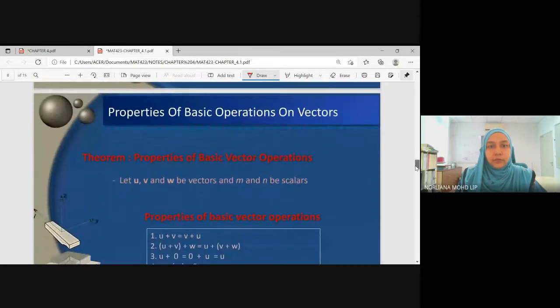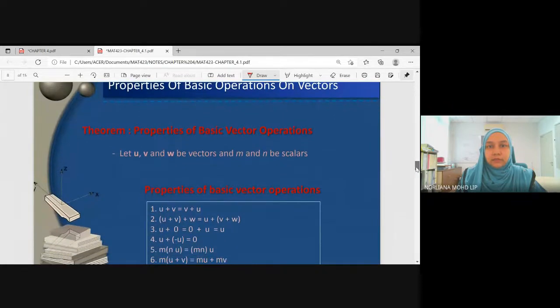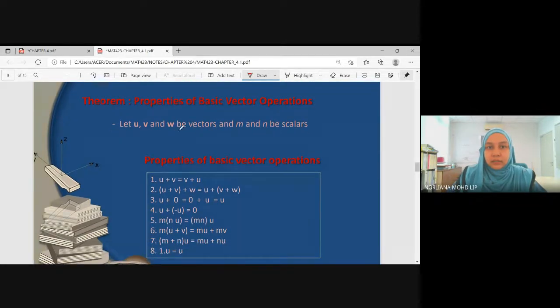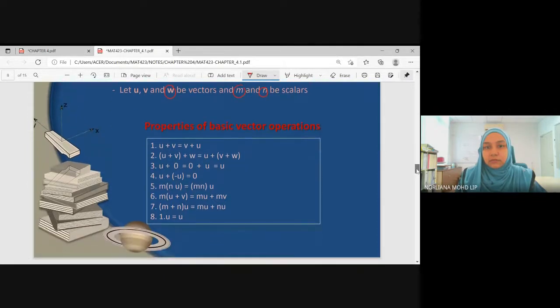Okay, now we look at the properties of basic operations on vectors. Theorem, properties of basic vector operations. Let U, V and W be vectors and M and N be scalars. There are three vectors U, V and W, and also two scalars M and N. There are 8 properties.